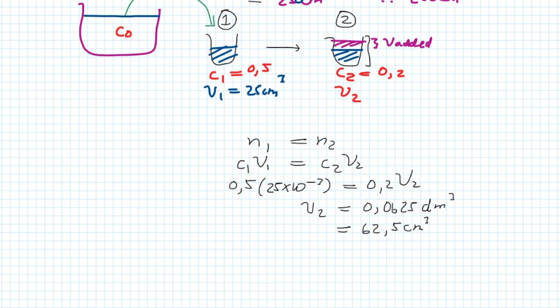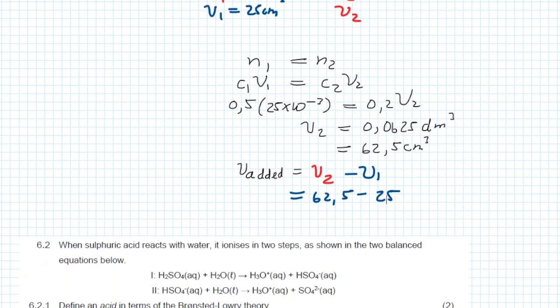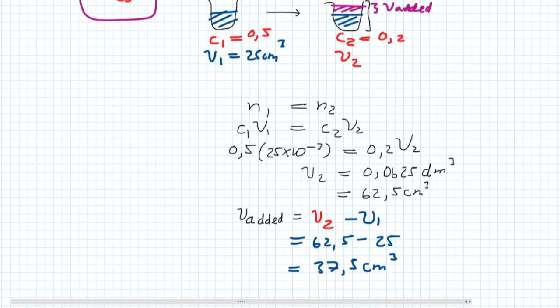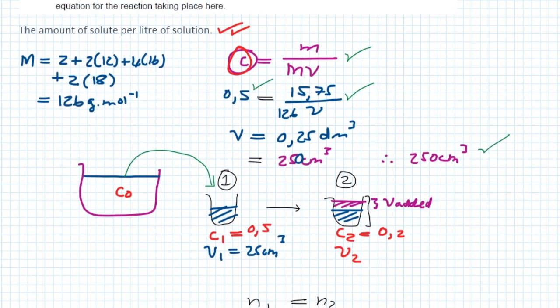So we're going to say V added is equal to V2 minus V1. That is going to be 62.5 minus 25 centimeters cubed, or if you'd like to work in decimeters cubed, that is also okay. And in the end, 62.5 minus 25 gives us a final answer of 37.5 centimeters cubed of water being added to the beaker in order to dilute the solution to a solution of 0.2 mole per decimeters cubed.